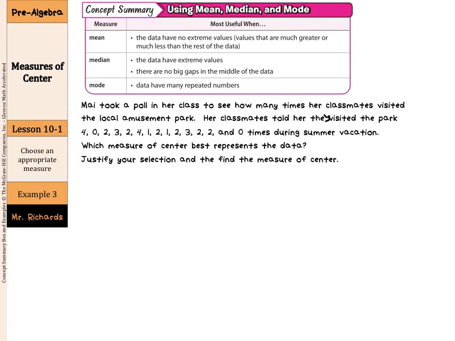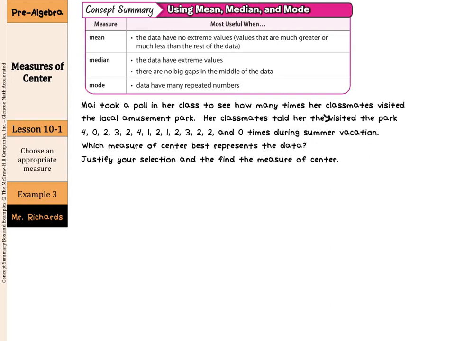Well, all the data seems to be between 0 and 4. So there's certainly no extreme value, so mean could be an option. Median really isn't an option here because the data doesn't have extreme values. We're just in between 0 and 4.